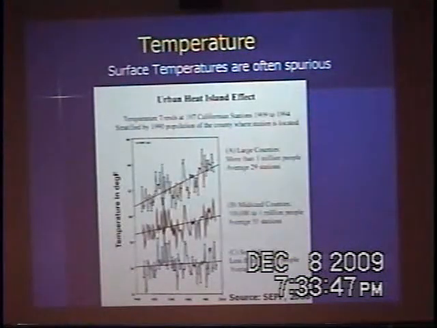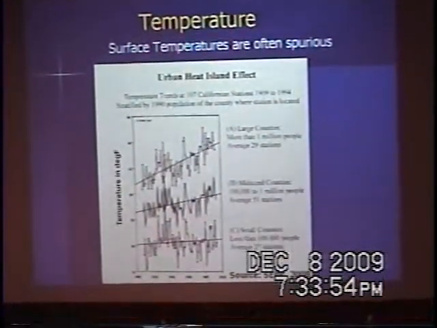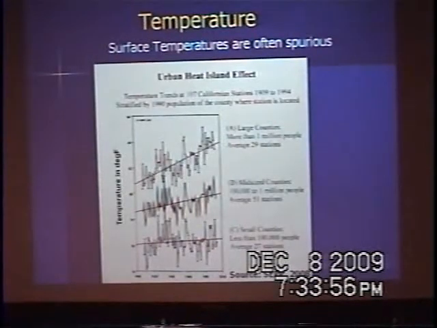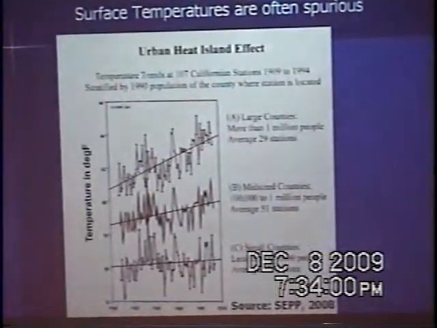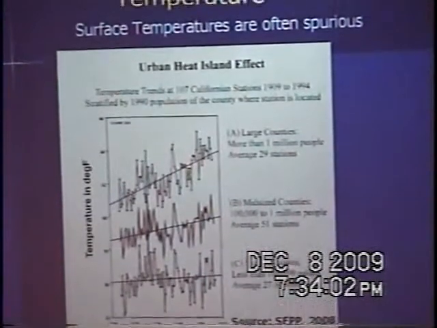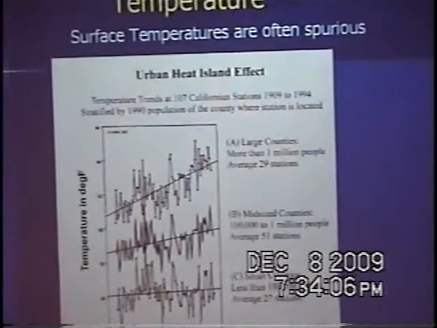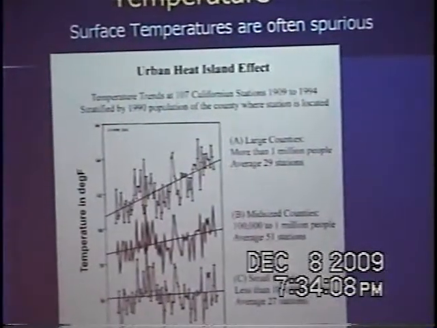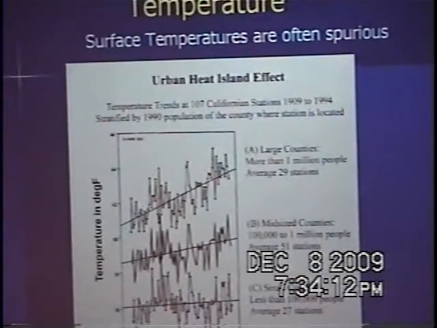One thing about surface temperatures: they can be very unreliable, because we have what's called the urban heat effect. Here's an experiment that was done in California, where they segregated counties into large counties with more than 1 million people, mid-sized counties with less than 1 million, and small counties with less than 100,000 people.